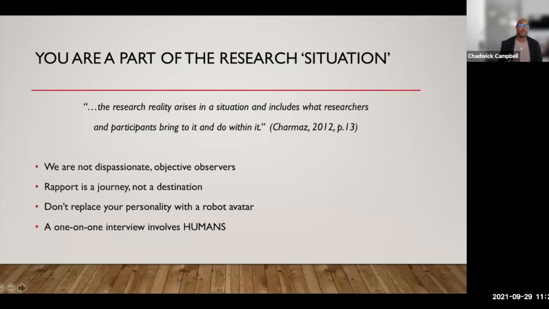All interviews, a one-on-one interview involves humans. And so it's really important for us to remember that we are interacting with human beings, and we need to act as though we are interacting with human beings and not just acting as data collection tools.